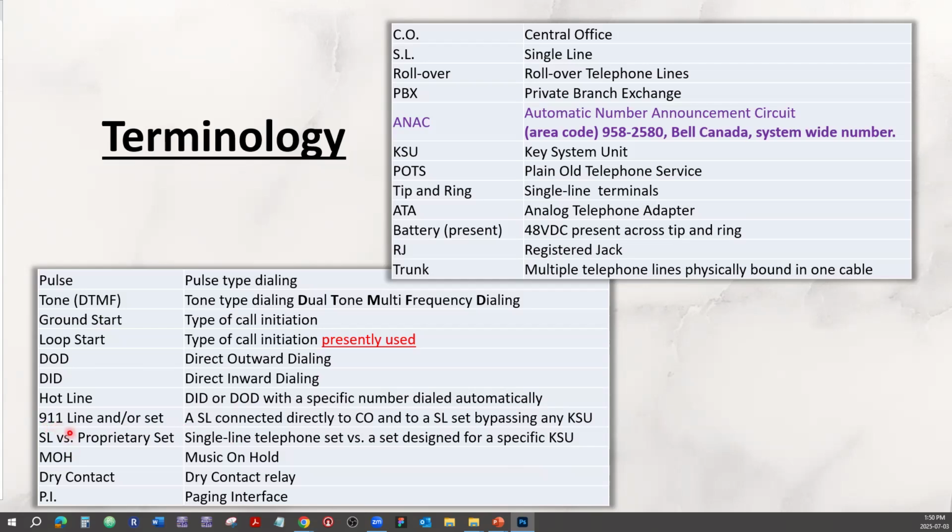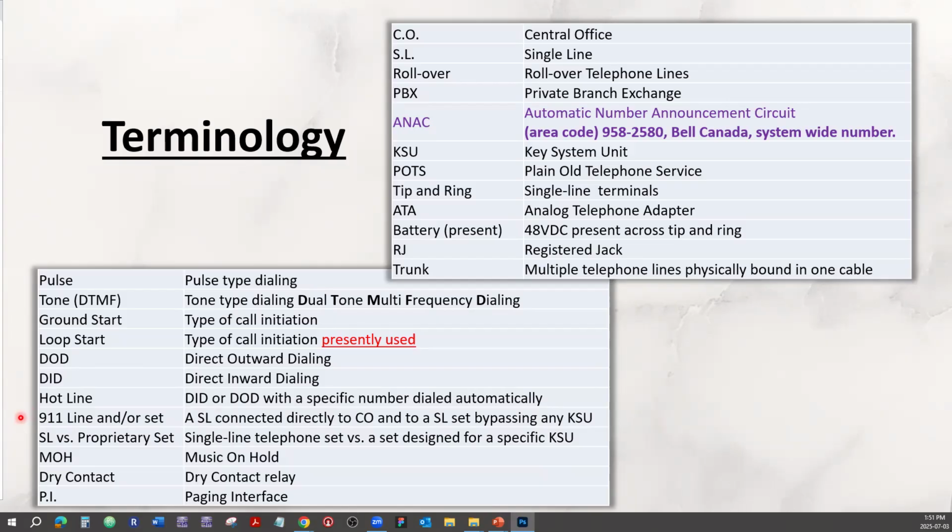911. We talked about that. I'm going to do a little bit of a refresher. A 911 telephone set is a telephone designated, or it has to be installed in some companies or some facilities, depending on what the law of the land is, to be able to dial 911 if something happens.